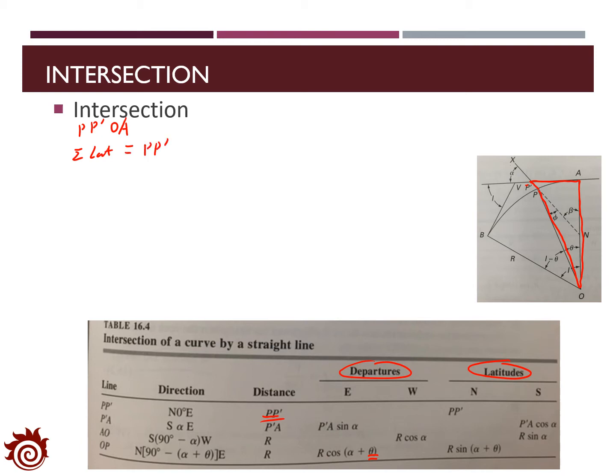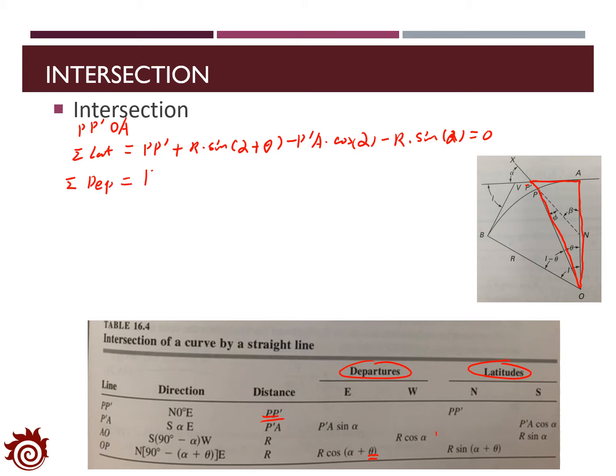P' plus R times cosine, times sine, alpha plus theta, minus P'A times cosine alpha minus R times sine alpha equal to 0. And we also have the equation for the departure.